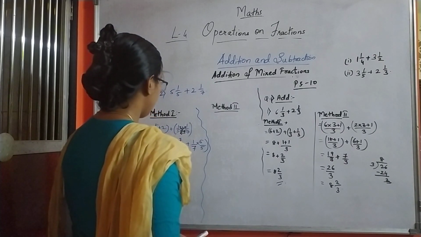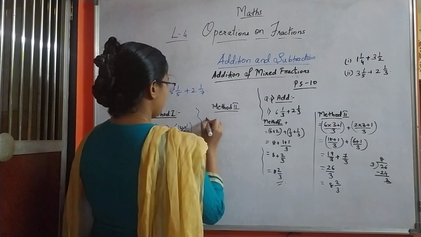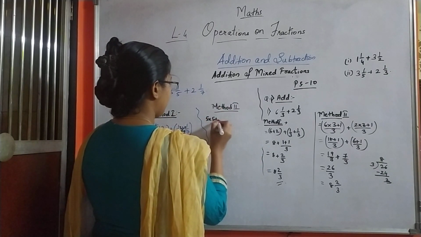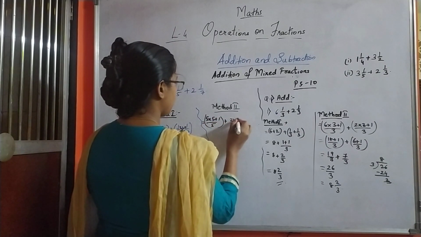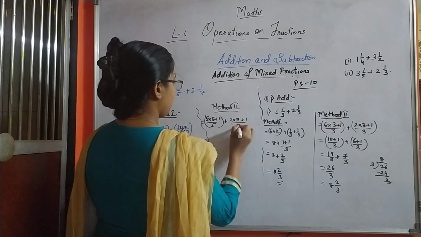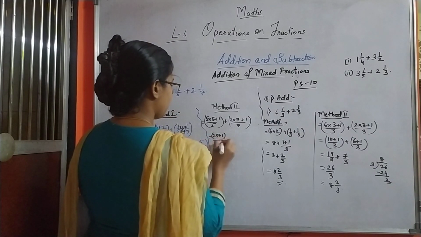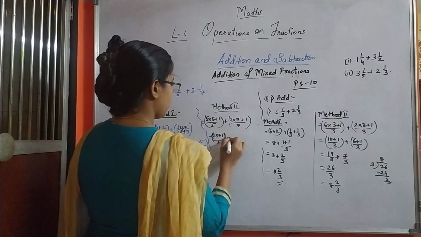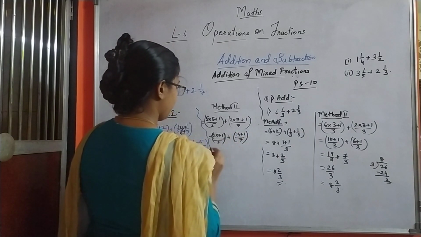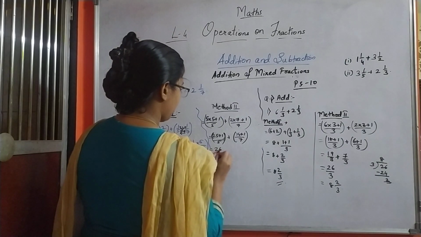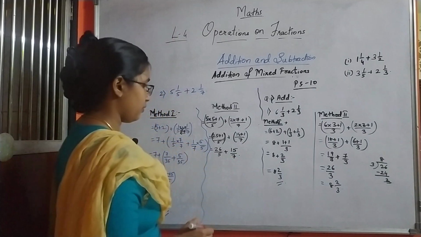I'll solve for you. What is that? Multiplying the denominator and adding the numerator. So 5 into 5 plus 1 upon 5 plus 2 into 7 plus 1 upon 7. 5 5s are 25 plus 1 upon 5. 2 7s are 14 plus 1 upon 7. 25 plus 1, 26 upon 5. 14 plus 1, 15 upon 7.